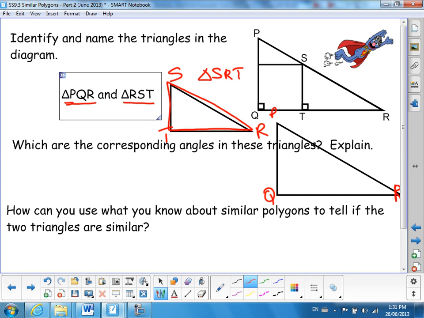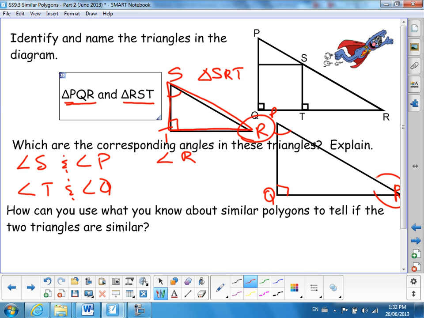Which are the corresponding angles in this triangle? Well, we have S corresponds to P. They're in the same position in the triangle. Angle T, which is a right angle, corresponds to angle Q. And our third angle, R, corresponds to R. They're actually the same angle down here at the bottom corner. Angle R is actually in both triangles.